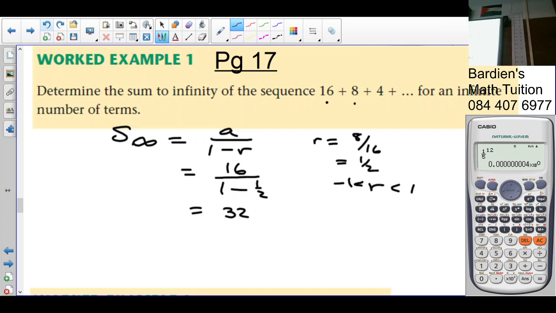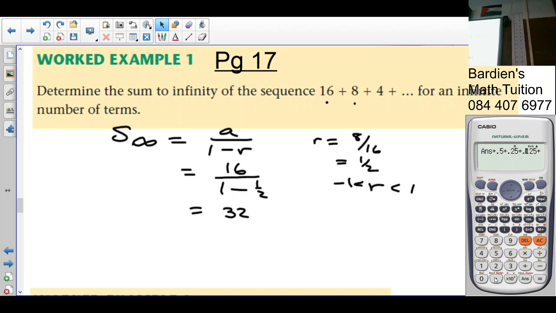What does that mean? That means you have 16 plus 8 plus 4. What's the next number in the sequence? 2. The next one? 1 plus. Now if you just stop there, it's going to give us 31. That's all. Plus the next one? Then a half, then a quarter, then an eighth, then a 16th.